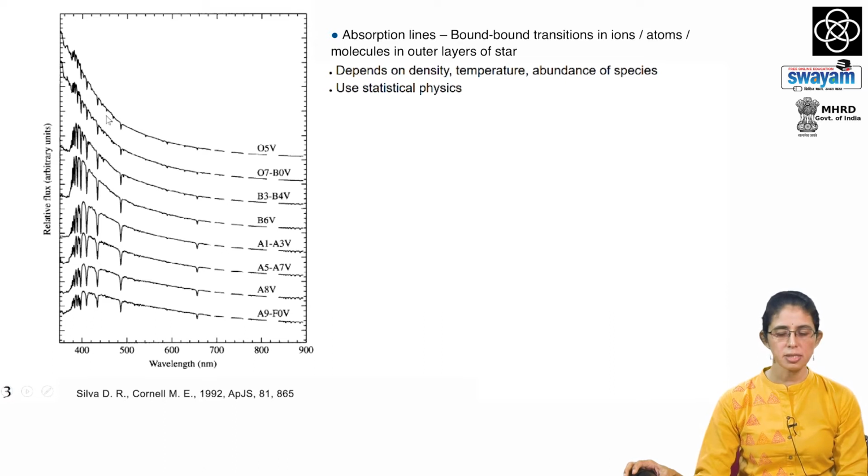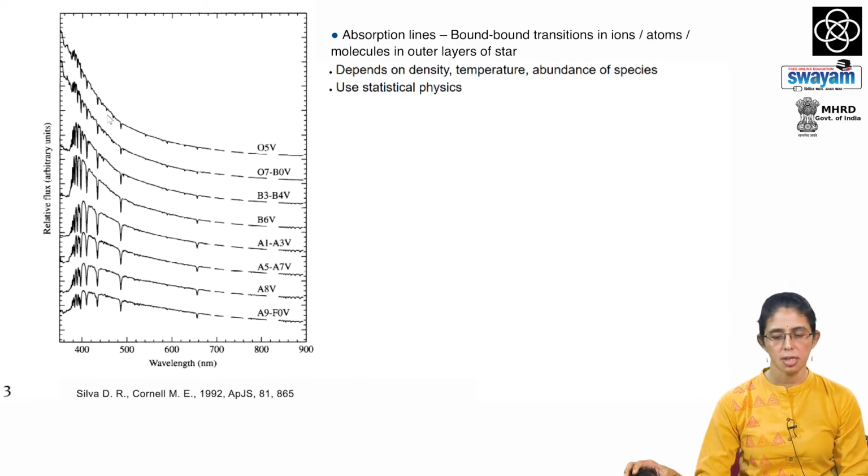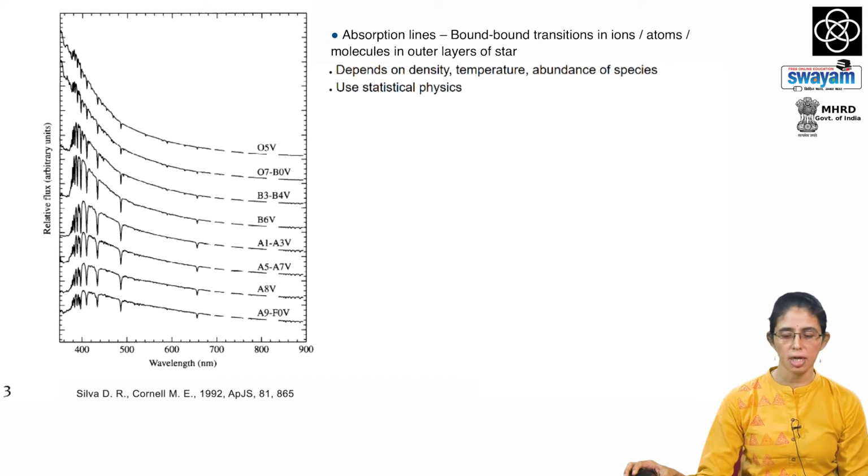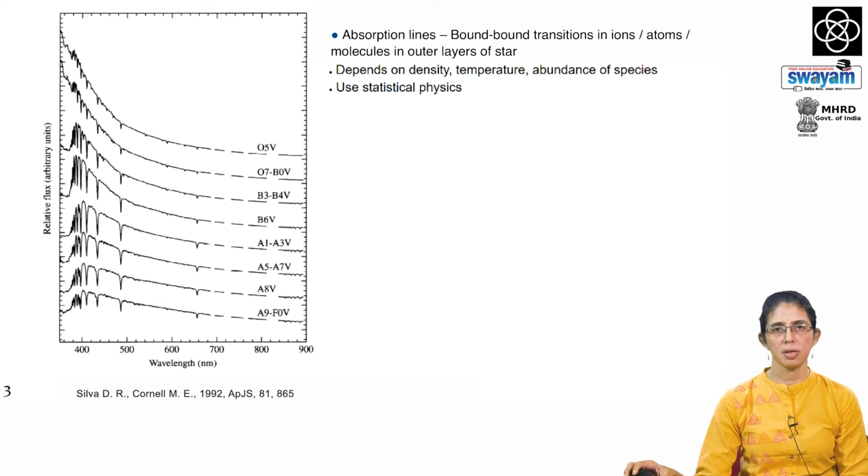So, the absorption lines are due to bound transitions in ions, atoms, molecules in the outer layers of the stars. This is because of the temperature gradient within the stars. The radiation from the hotter layers, as it passes through the cooler outer layers, can get absorbed due to these transitions. The absorption lines depend on the density, the temperature, the abundance of the species, and one uses statistical physics in order to understand the strength of the lines. We will list some of the statistical physics methods which are generally used.